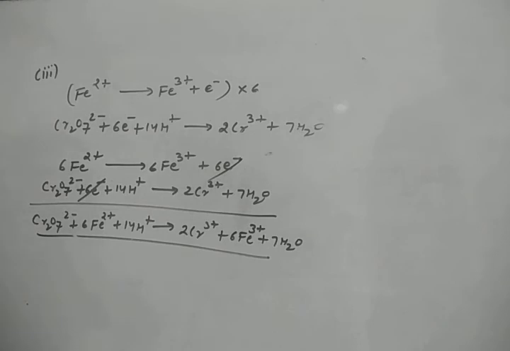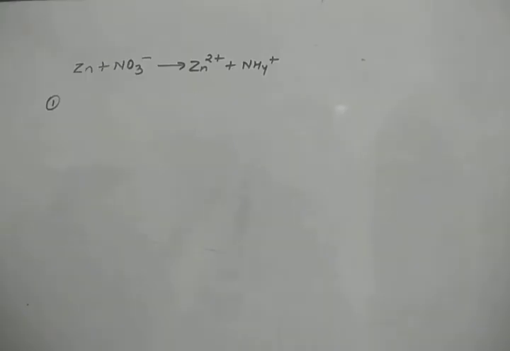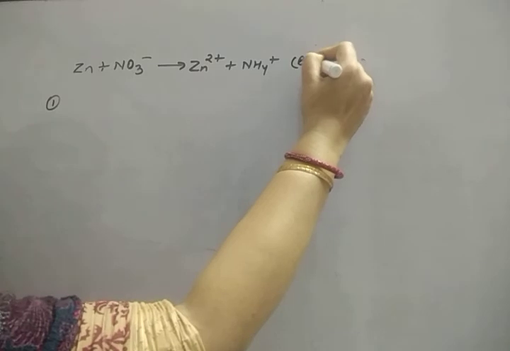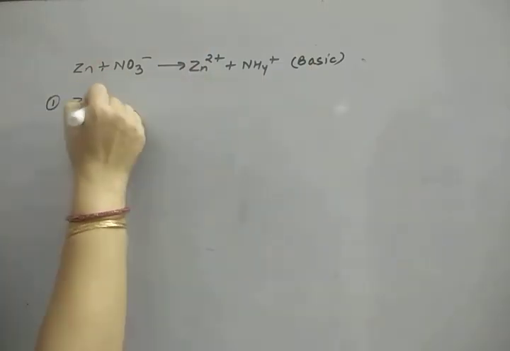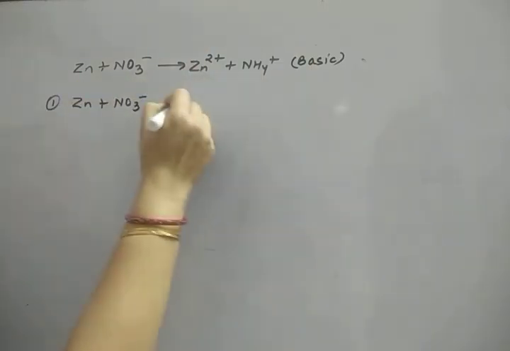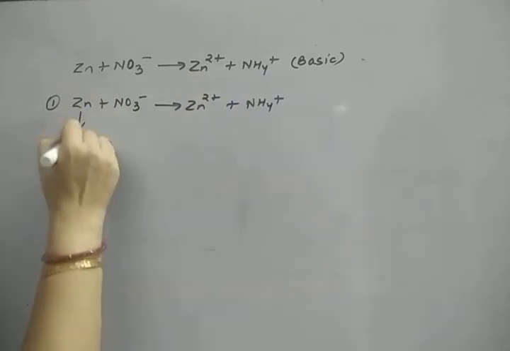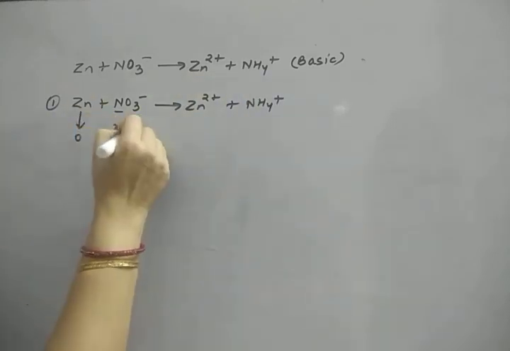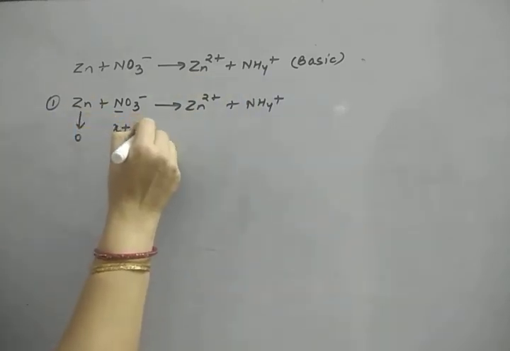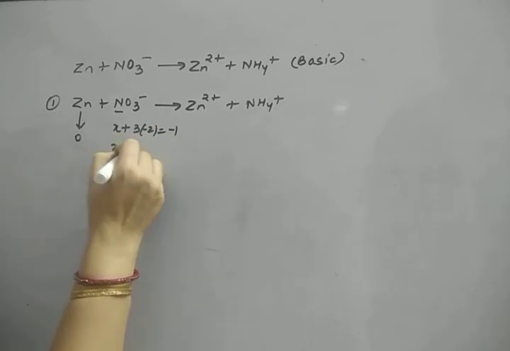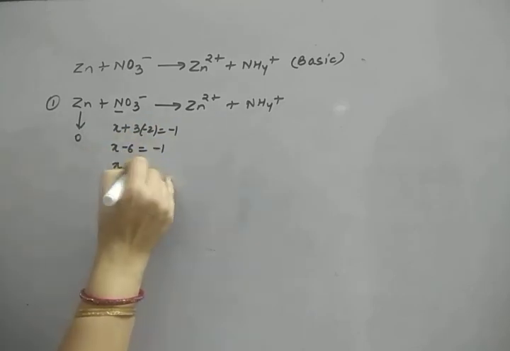Okay, so this is how we can balance the equation by using the second method. Now we'll take one more example that will be in basic medium. The first step: this equation is in basic medium. We'll calculate the oxidation number of all the elements. So for nitrogen, x plus 3 times minus 2 equals minus 1, x minus 6 equals minus 1, so x equals plus 5.